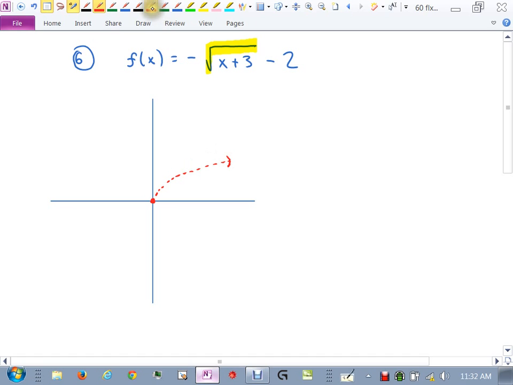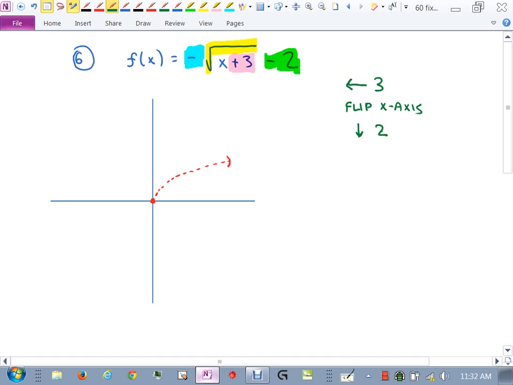Now, the next thing I have is that inside the function, next to the x, I have a plus 3. Anything that happens inside the function next to the x is a left or right shift, and you actually go opposite of what you think. So here, instead of going plus 3 to the right, actually go 3 to the left. So I'm going to go left by 3. And then on the outside, I have a negative outside the function. That's going to flip me over the x-axis, or reflect over the x-axis. And then the very last thing to happen is that I have a minus 2, which is going to move this whole thing down 2.